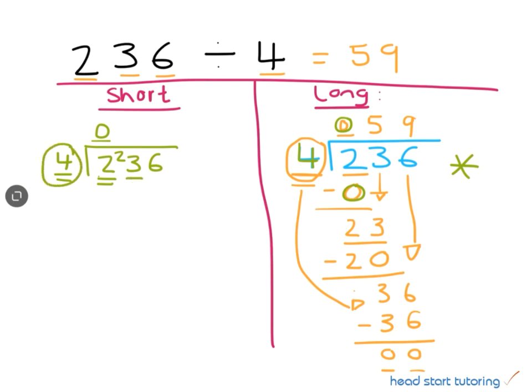4 fits into 23 5 times, and the difference between 5 times 4 and 23, so the difference between 20 and 23 is 3. We then see how many times 4 fits into 36, and that fits 9 times. So, as you can see, it is a shorter method, hence the name, but this method is very important in order for you to understand everything that happens behind the scenes. So once you are happy with your long division, you can start practicing short division.